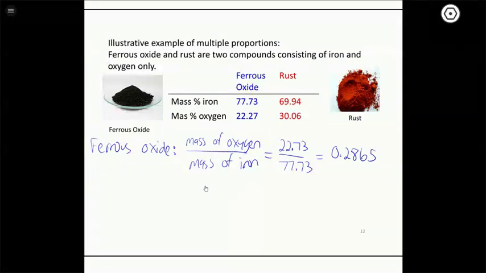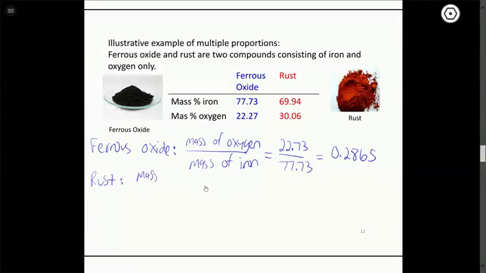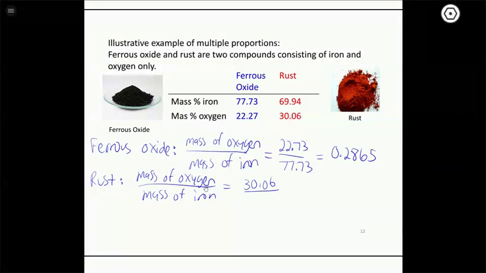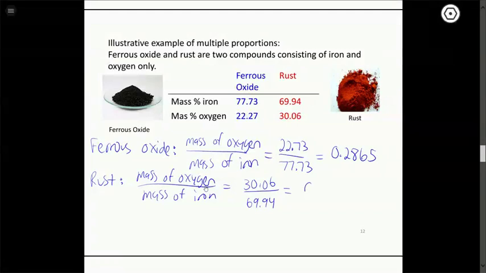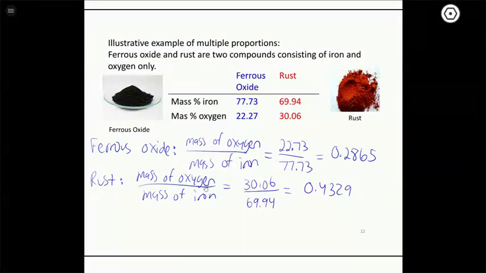Now let's do the same thing for rust. Take the mass of oxygen divided by the mass of iron, which we can just use the mass percents as a surrogate for, since those are the masses contained in 100 grams. In this case, it's 30.06 for oxygen for rust, over 69.94, and that comes out to 0.4329. So that means if we want to take 1 gram of iron and convert it into rust, we would need to use 0.4329 grams of oxygen.